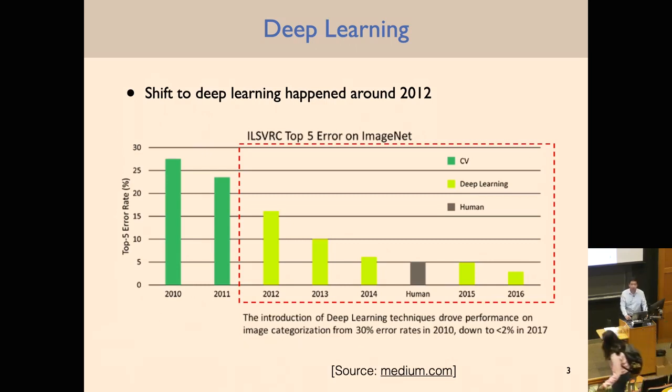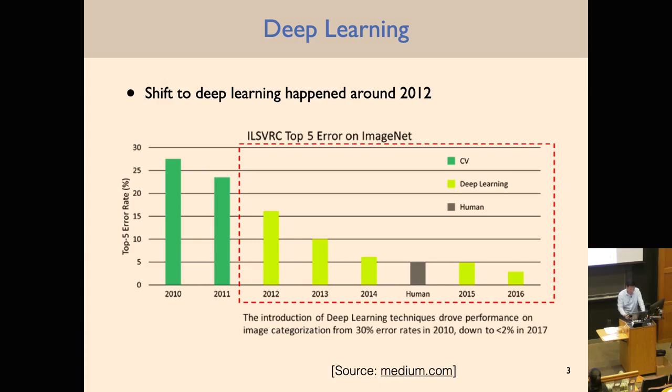Back in 2010, 2011, the error rates were relatively high, somewhere between 20 and 30%. And then suddenly in 2012, people started using deep learning-based techniques to get state-of-the-art performance on image recognition. You can see that the error rates go down pretty dramatically from 2011 to 2012, jumping from around 23% error, which is pretty high, to 16 or so percent, which is significantly lower. And the error rates have continued to go down.